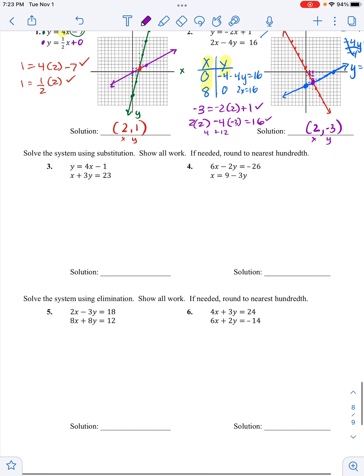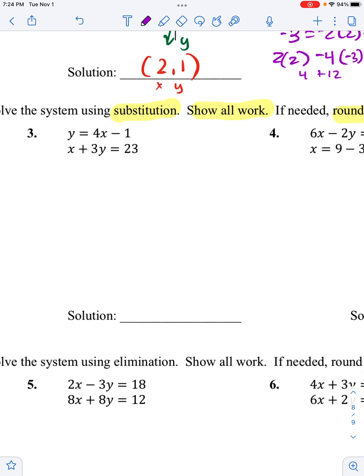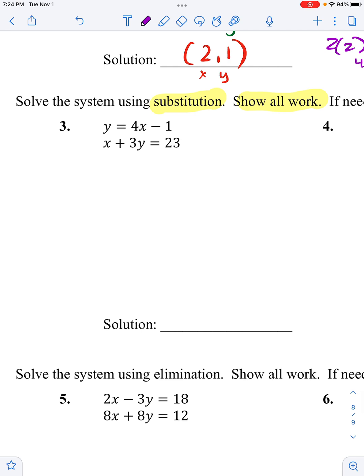This one's asking me to use substitution. You have to show all your work. I hope I don't have to do this. That would be awful, but let's find out. So substitution requires an x or a y to be alone, and that way you can replace it with its equal. They're identical.